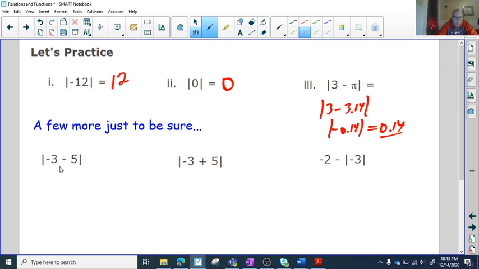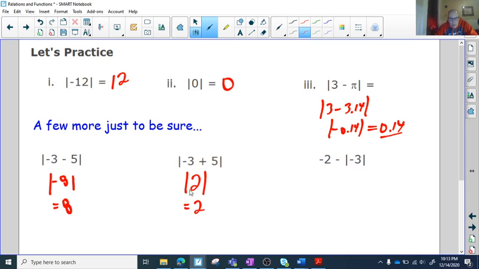Again, treat bars like brackets, so do the computation between them first. -3 take away 5 is -8. Now once you've got it down to a single value, the absolute value of -8 is 8. -3 plus 5 would be 2. The absolute value of 2 is 2.